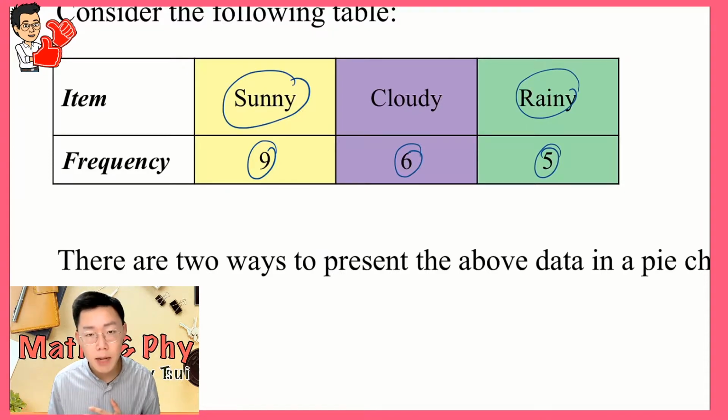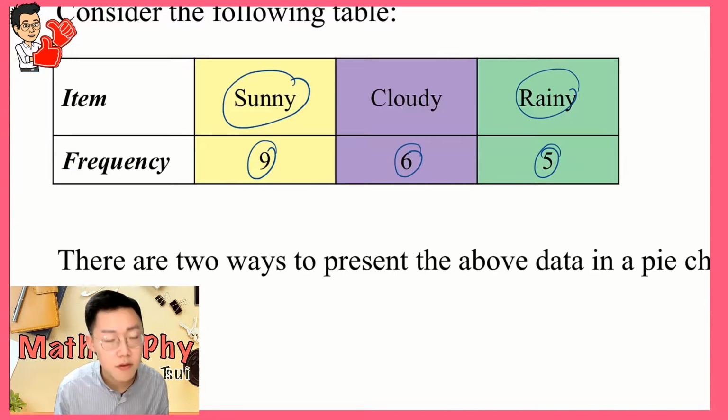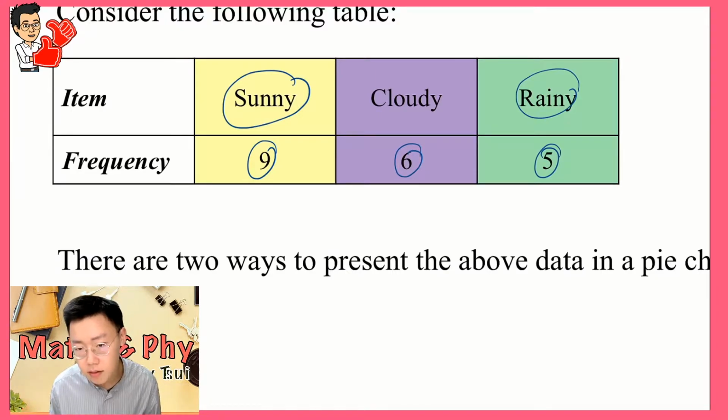The purpose of the pie chart is that we would like to see the percentage of each statistical item. For this example, we would like to see the percentage for the sunny days, and also the percentage for the cloudy and rainy days. Also, here we have two methods to present the pie chart.